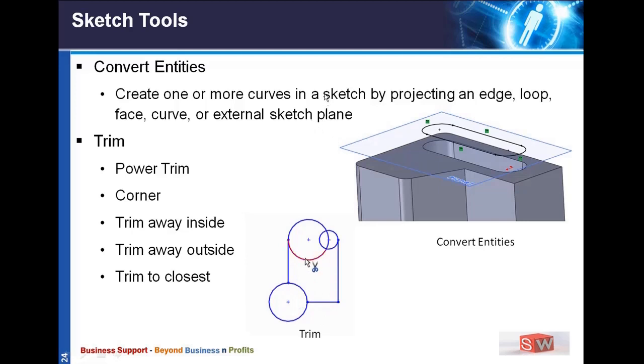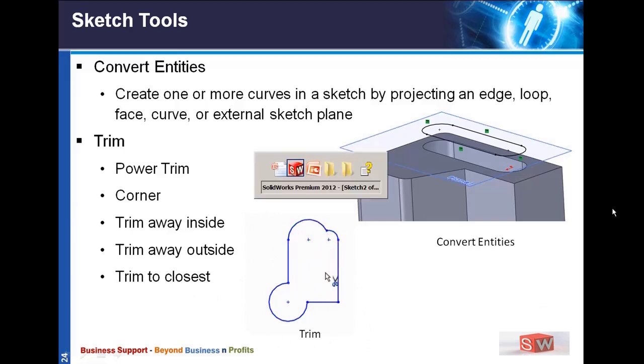Once you complete all this, there is one more powerful tool in SolidWorks, especially for sketching, that is trim. You have a number of trim tools available in the Sketch environment. You can use power trim, which can dynamically and randomly trim a number of sketch entities, and corner trim will give you an option to do both corner and extend. Trim away outside, trim to closest. And here you can see an example picture which will give you an overall view about trim to closest.